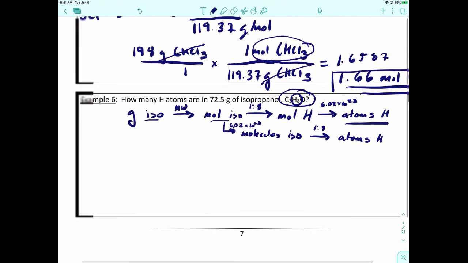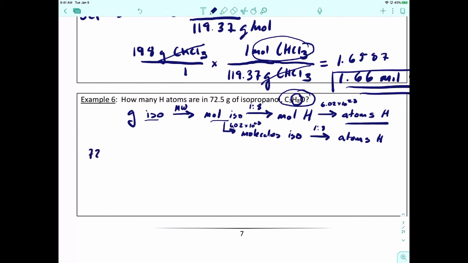So what do you know? You know that you've got 72.5 grams of isopropanol. We need to convert this to moles of isopropanol. Now at this point, I know we just went over how to calculate a molecular weight, but I'm going to assume that you've got that down. So the molecular weight of isopropanol comes out to be 60.10 grams of isopropanol, and that gets you 1 mole.